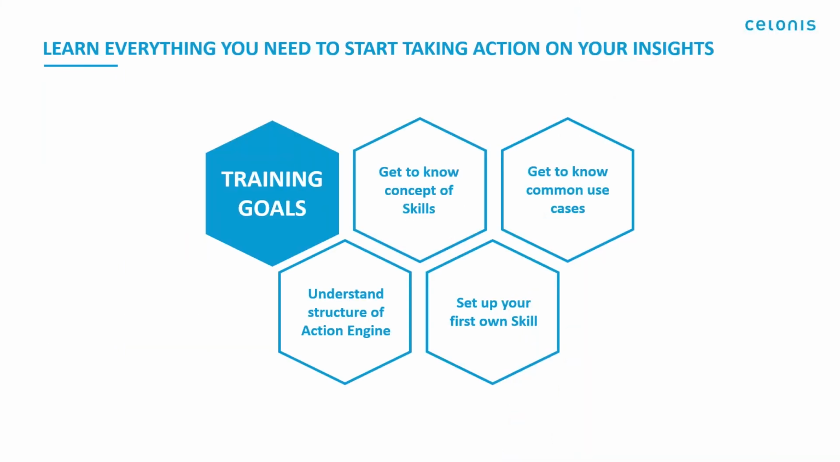The training goals with respect to the skill training is actually that, first of all, you get to understand the structure of Action Engine. So how does the configuration side of it look like? In particular, I want you to get to know the concept of skills. What is a skill? Which elements does it have? How do I configure these elements such that you're able to set up your first own skill, either now by acting within your IBC team or as a simple follow-up by getting access after the webinar.